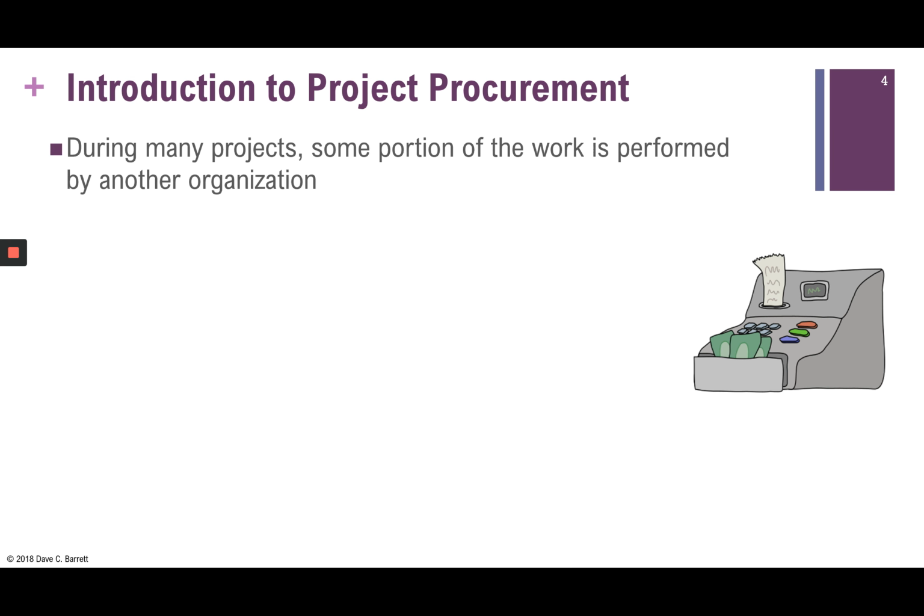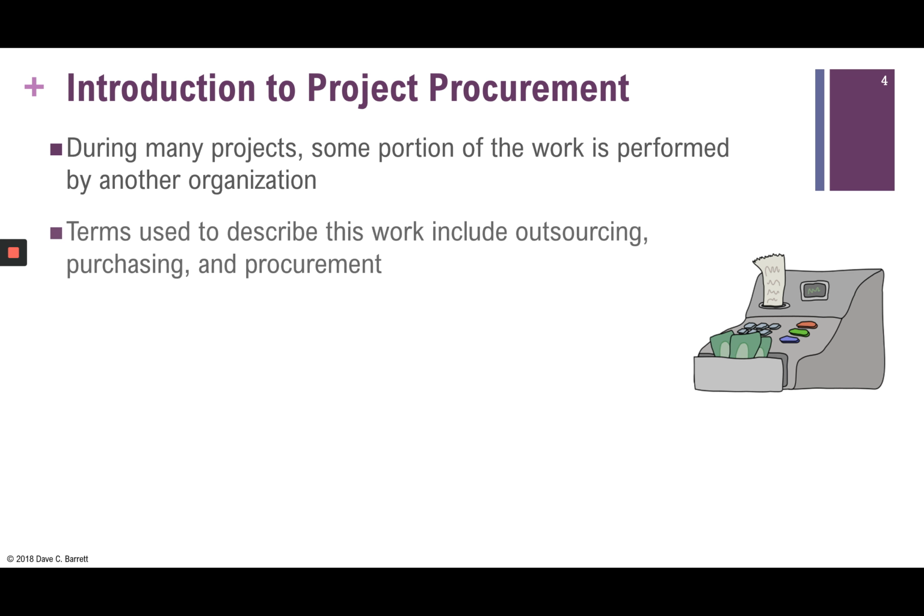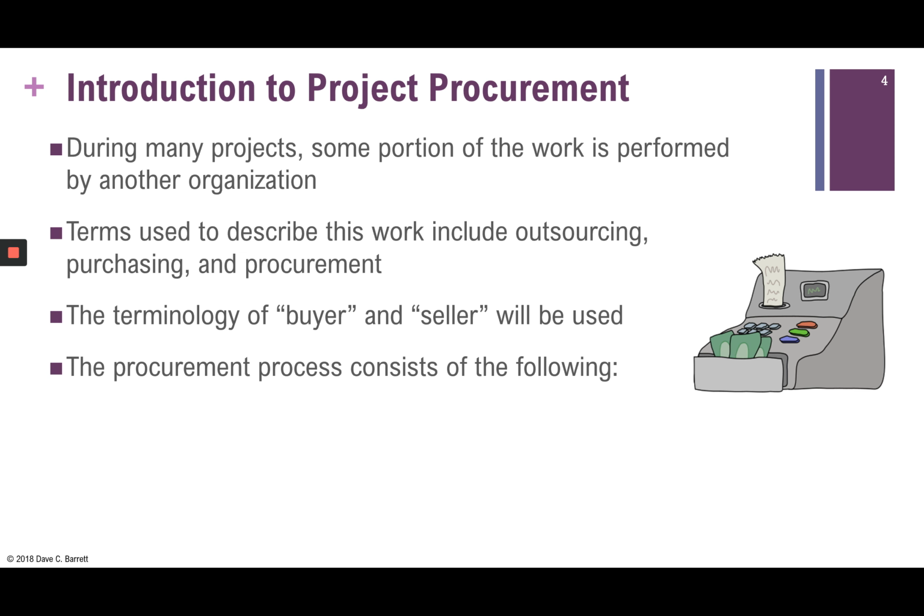So, introduction. Many projects are done completely internally, just within the same organization. Everything's done by the people on the project. However, for many projects, some portion of the work is performed by another organization. It can be a little bit, or it can be a lot. Terms used to describe this work can include outsourcing, purchasing, and project procurement. The terminology of buyer and seller is used. Buyer represents the project that is receiving the work. The seller is the organization that is producing the work. So we're going to use buyer and seller throughout.